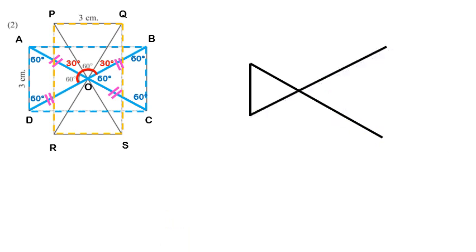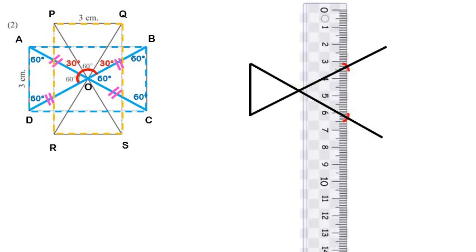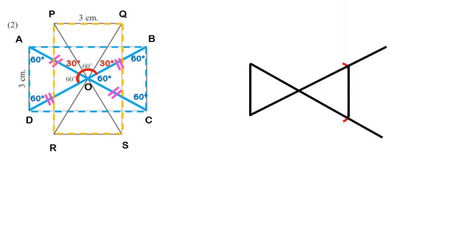Then take the length of half of its diagonal in a compass and draw arc from the center to the diagonal like this. Then repeat the same from the center to the other diagonal. Then join these two intersecting points.